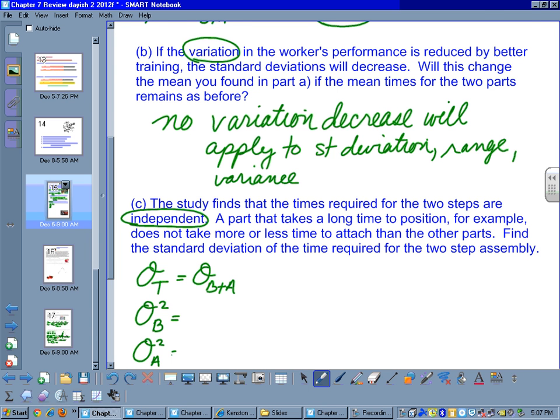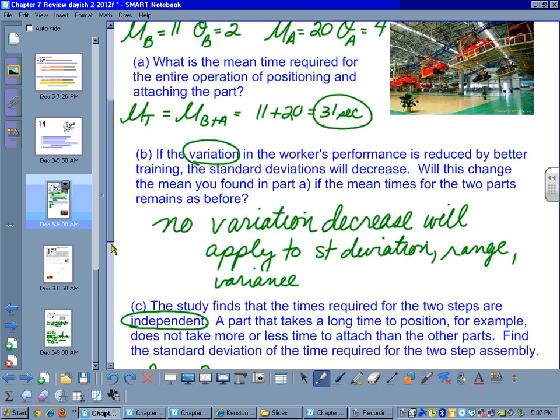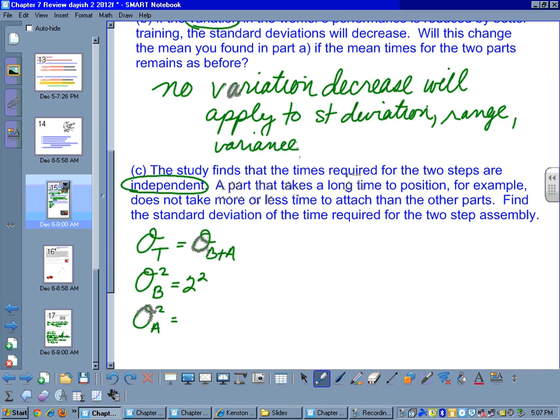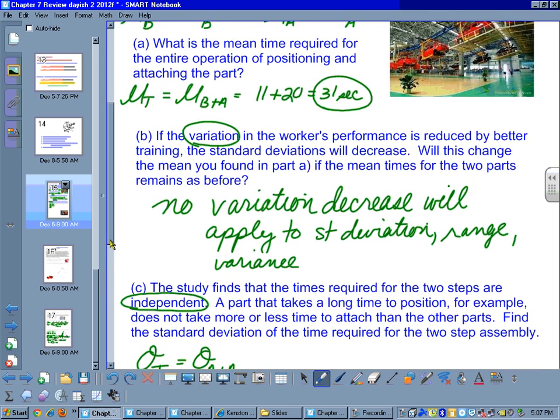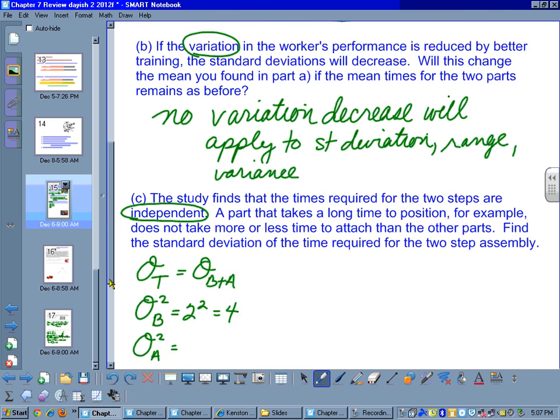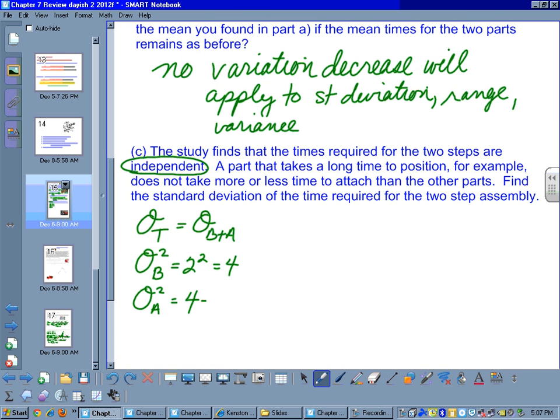So if I take the variance of the time it takes for the bin, which would be 2 squared or 4, and I find the variance for the attaching, which would be 4 squared, which equals 16, then my new standard deviation is going to be the square root of 4 plus 16, which is the square root of 20, which is 4.47 in our calculator.